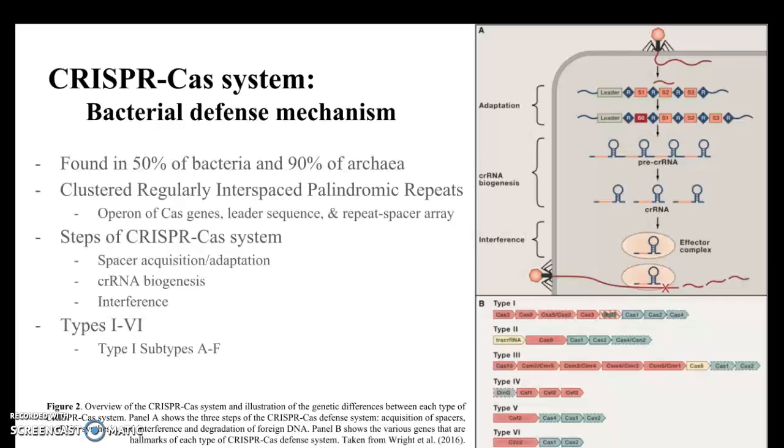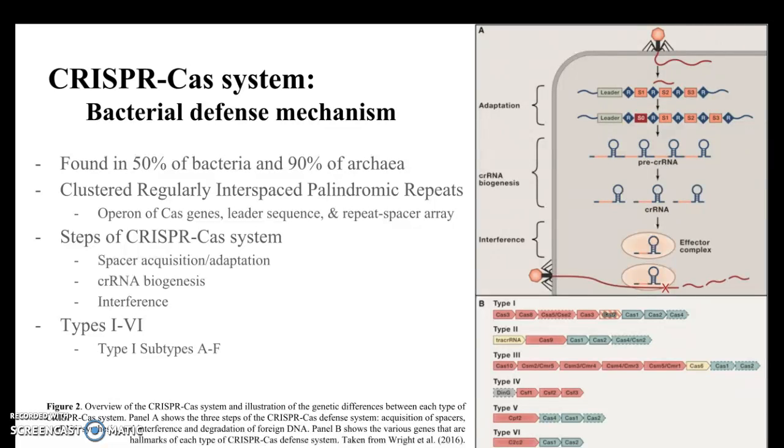cRNA biogenesis is the transcription and maturation of CRISPR RNA. Each mature cRNA contains a whole spacer and part or all of a repeat sequence before and after the spacer. Finally, interference occurs when the CRISPR effector complex, composed of Cas proteins, binds to the mature cRNA, which guides it to complementary foreign DNA. This ensures the effector complex targets and degrades foreign DNA and not self-DNA. This mechanism effectively shuts down an infection by a viral attacker.